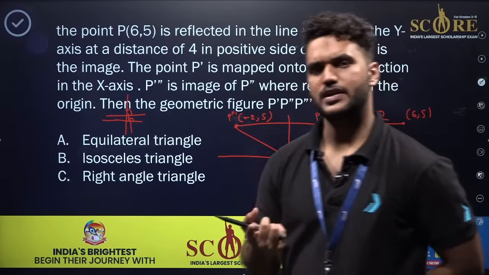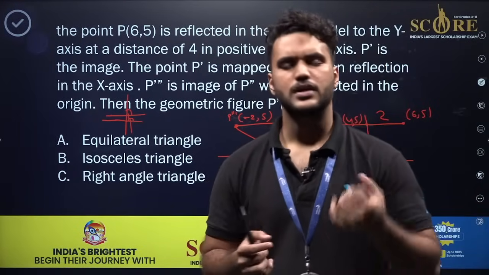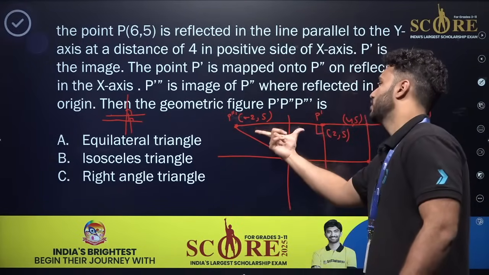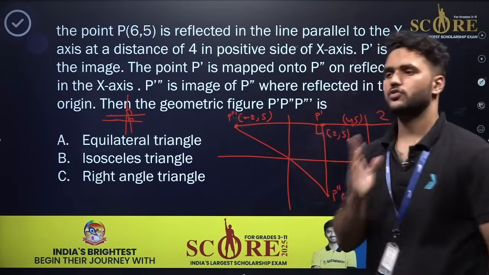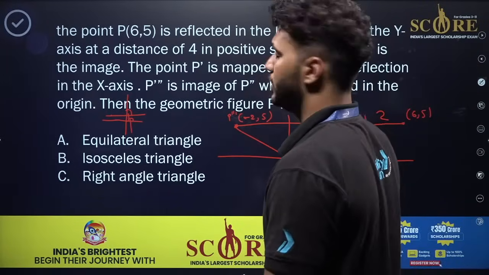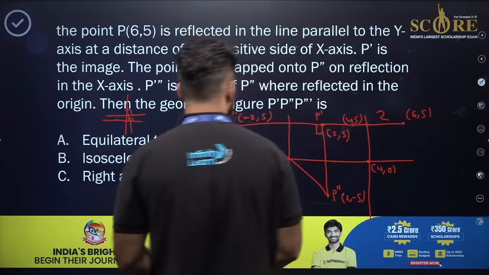Because what do we need to find the area of a triangle? Base and perpendicular. You have base and you have perpendicular. If you consider this base and this perpendicular, you have the value. Now give me the answer. What is the area of this triangle?